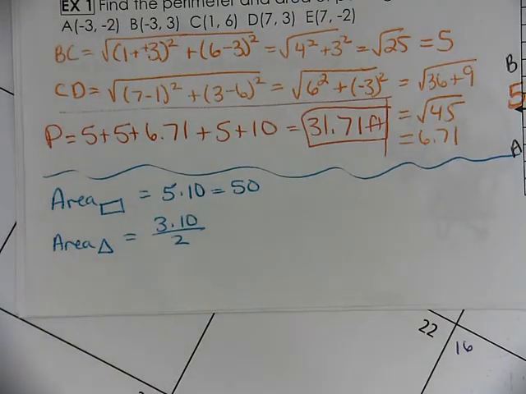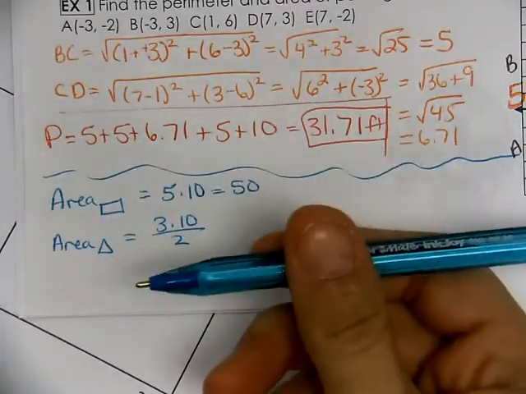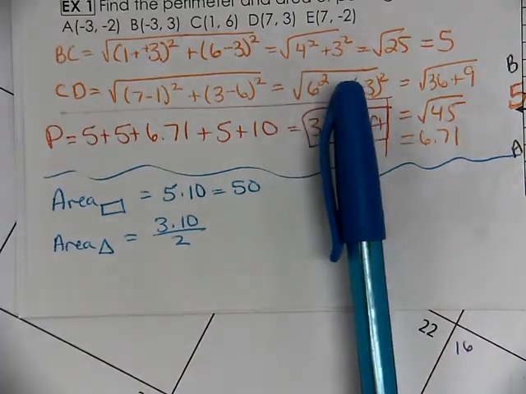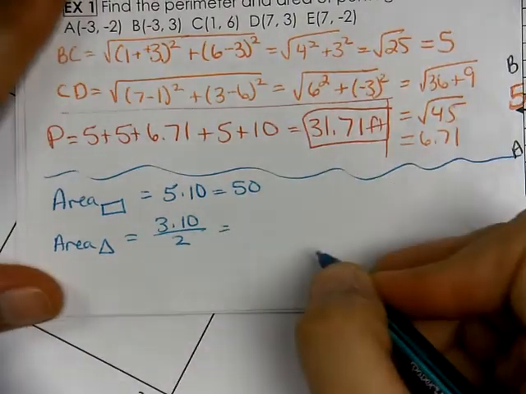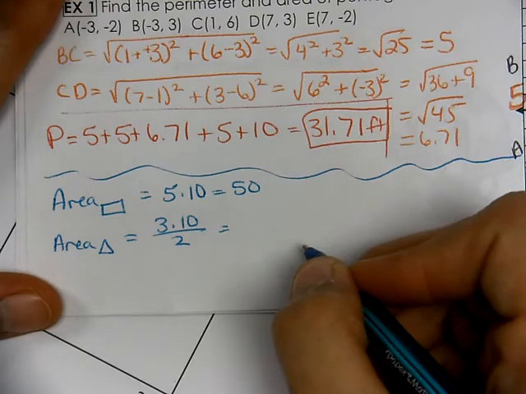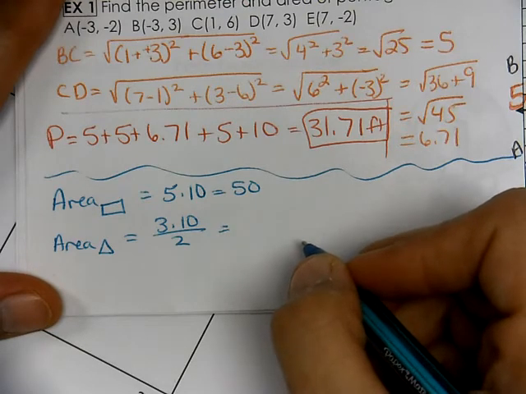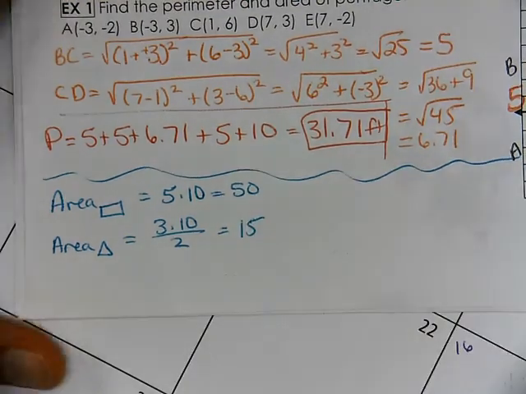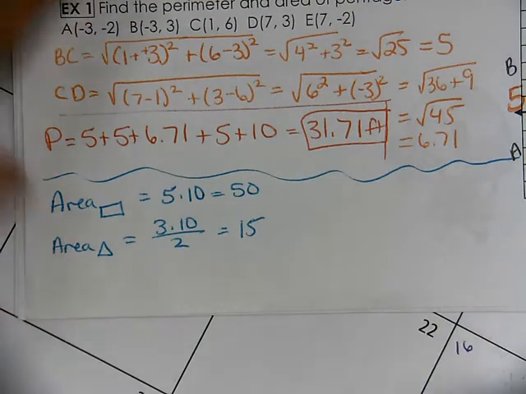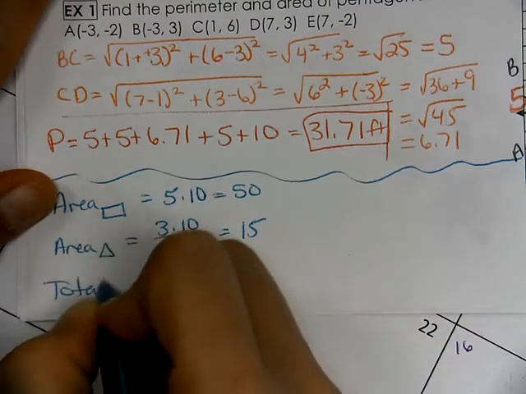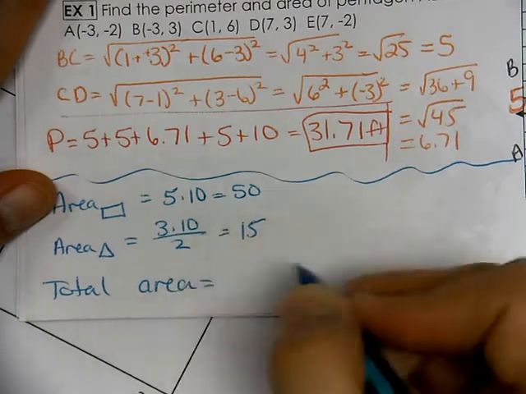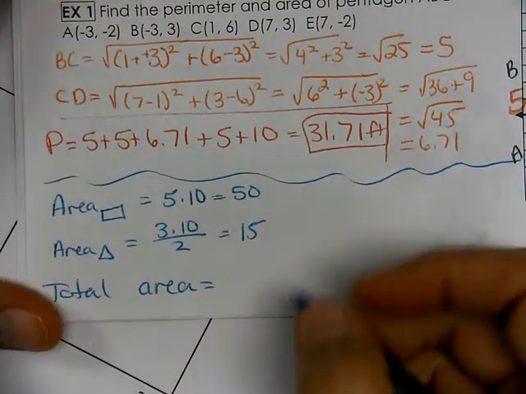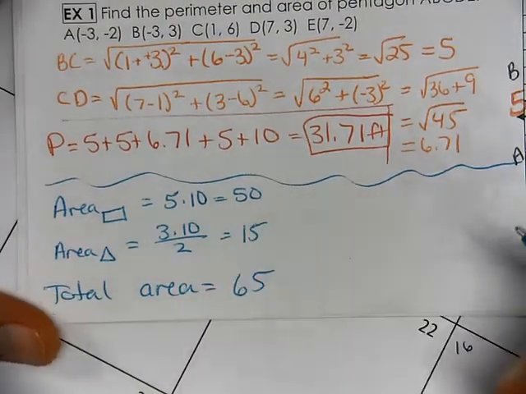Okay, does that make sense? The base is that 10, the bottom, the height, the perpendicular. Which turns into what? 15. So the total area, add them together: 65. Let's stick with our units.